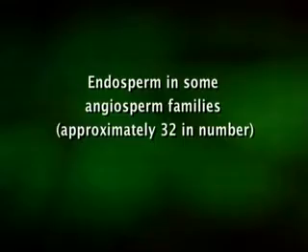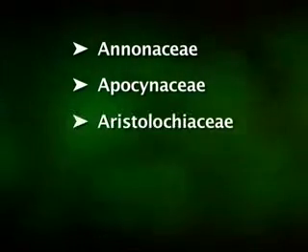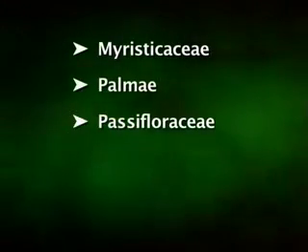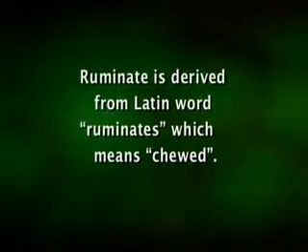In addition to these three types of endosperm, endosperm in some angiosperm families, approximately 32 in number, including Annonaceae, Apocynaceae, Aristolochiaceae, Caprifoliaceae, Ebenaceae, Myristicaceae, Palmae, Passifloraceae, Polygonaceae, and Rubiaceae, has an uneven and irregular surface. Such an endosperm is known as ruminate endosperm. Ruminate is derived from the Latin word ruminatus, which means chewed. Rumination is believed to arise from ingrowths or infoldings of the seed coat or by unequal radial elongation of seed coat cells. Ruminate endosperm is further divided into seven types on the basis of its morphology.